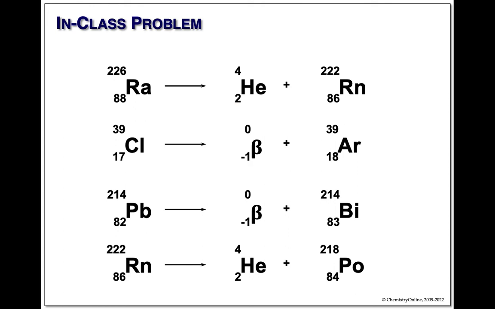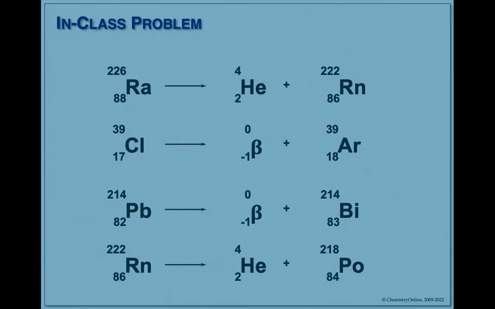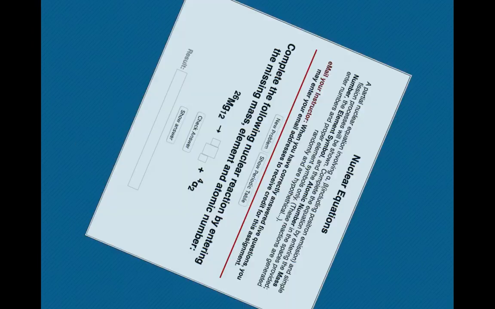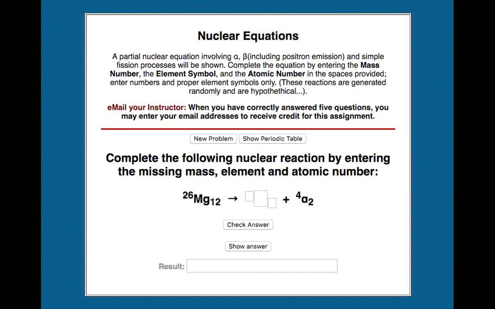Well, this brings us to our last tutorial of the course. I know that's a very sad moment. This is called nuclear equations. It's very simple. You have a reaction that's shown. Sometimes the particle is missing. Sometimes this is missing. Sometimes whatever. You get it.